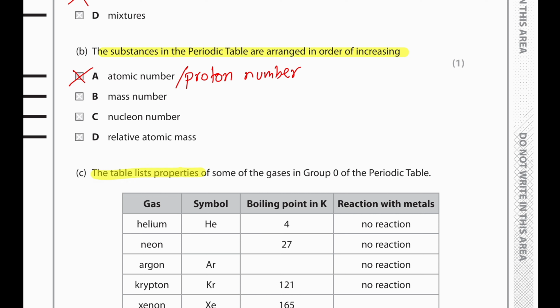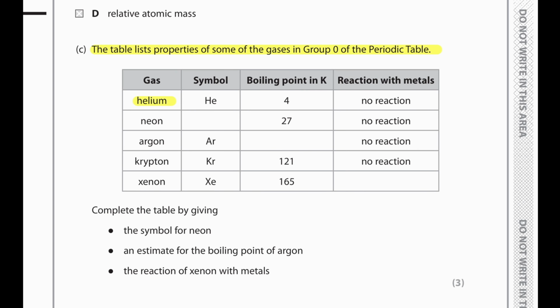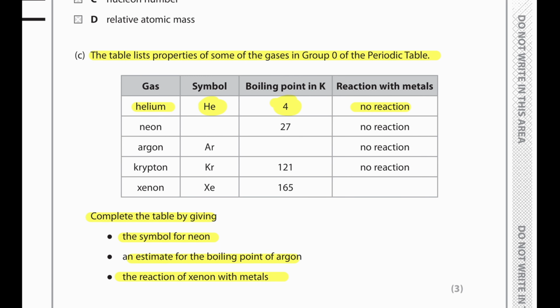The table lists properties of some of the gases in group 0 of the periodic table. For example, helium, symbol He, boiling point 4 Kelvin, reaction with metal, no reaction. Complete the table by giving the symbol for neon, an estimate for the boiling point of argon, and the reaction of xenon with metals. So with neon, the symbol will be Ne. I have derived it from the periodic table. You can do it too.